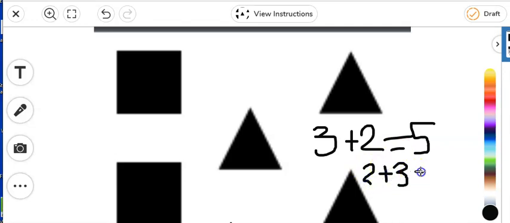Well, if I know 3 plus 2 equals 5, then I definitely know that 2 plus 3 must equal 5. Remember, we talked about that this week. It doesn't matter the order of the numbers, the addends, when you're adding, the number is going to be the same.